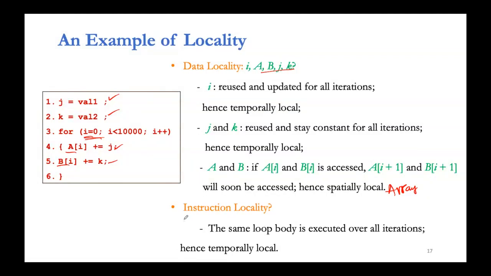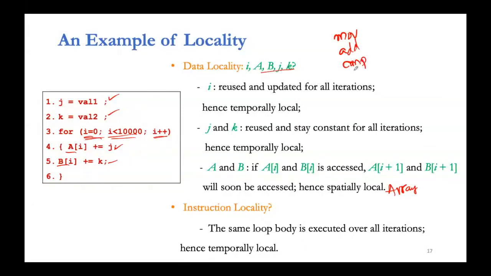In that instruction locality, what is happening? First, it is moving values: the move instruction will be executed, and along with it the value 1 is assigned to j, value 2 is assigned to k, and then 0 is assigned to i. Next, in this loop, it is going to do the auto increment, so the add instruction is executed every time in this iteration. Then, every time, it is going to compare whether i is less than 10,000 or not.